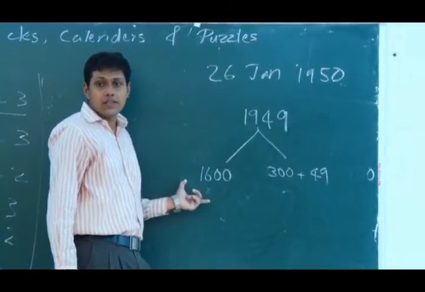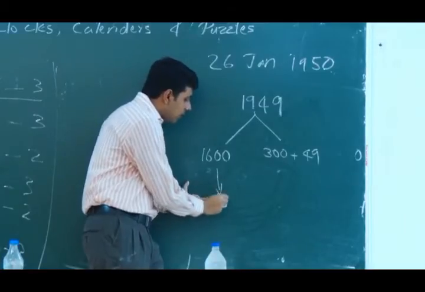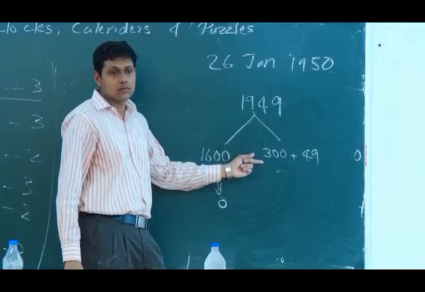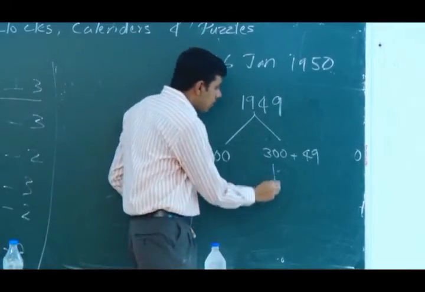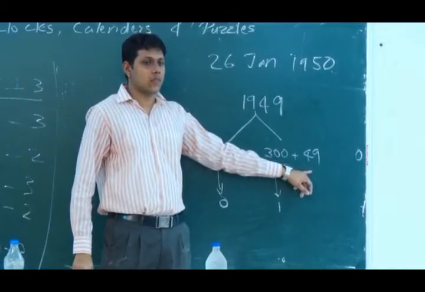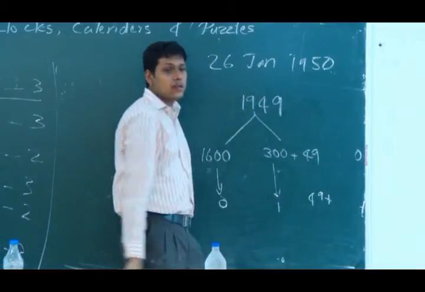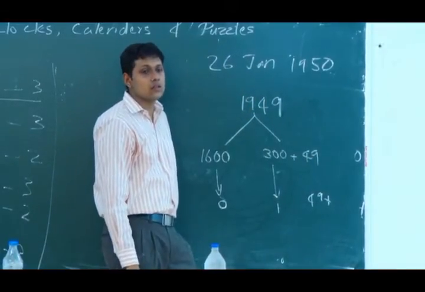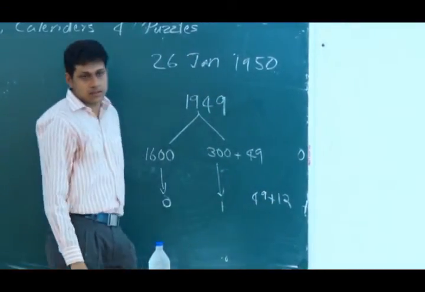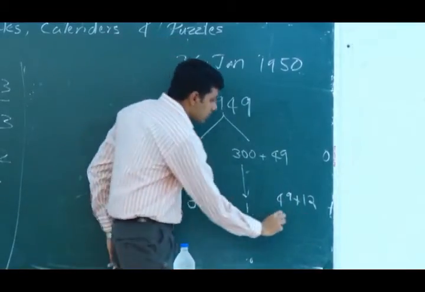Okay. How many odd days in 1600 years? 0. Any multiple of 400 has 0 odd days. Next, in 300 years, how many odd days do we have? 1 odd day. In 49 years, 49 plus 49 divided by 4. 49 divided by 4 is 12. So there are 12 leap years. 49 regular years and 12 leap years.